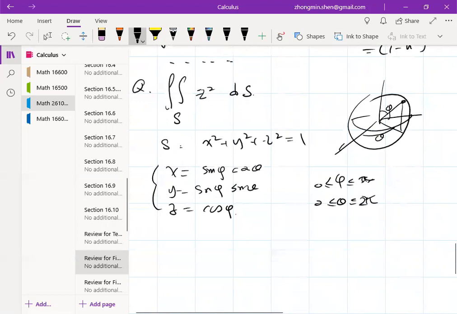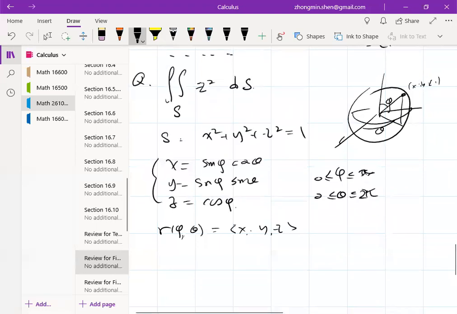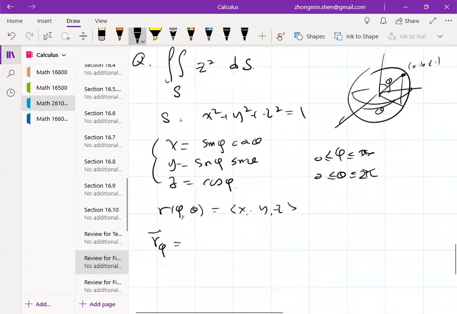So every point with coordinates x, y, z can be expressed in terms of phi and theta, with x squared plus y squared plus z squared equal to 1. Now, if you memorize the cross product of the two derivatives for this parameterization, then you can save your time. Otherwise, you have to do the computation.